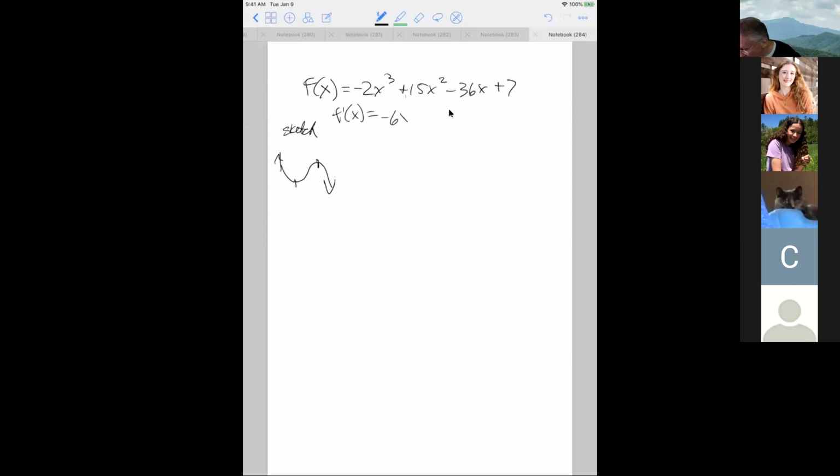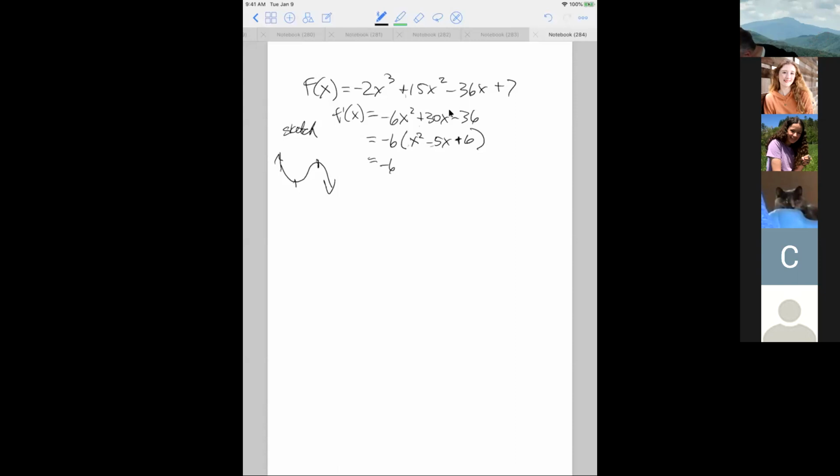We've got negative 6x squared plus 30x minus 36. Factor out a negative 6. And I get x squared minus 5x plus 6, because that's a minus 36, so that makes it a plus. Now we've got a minus in the middle and a plus on the end. Did I factor that right, you guys? I took the negative out, so that makes the middle term negative and makes the last one a positive. That's correct. Everybody agree?